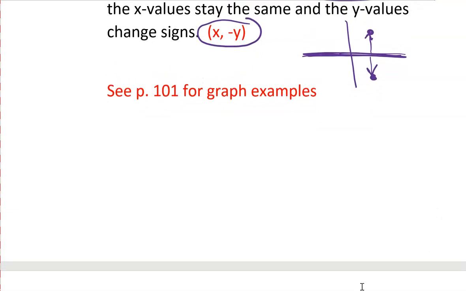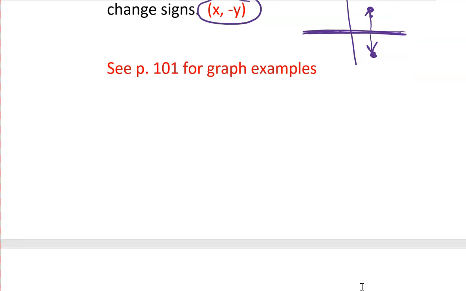So we've got some graph examples on page 101. Make sure you take a look at those and look at the actual ordered pairs. The first ordered pair from the black one to the green one would be 1, 1. When you reflect it over the y-axis, it becomes -1, 1. When you reflect that same black graph over the x-axis, it becomes 1, -1. So notice what part of the ordered pair changes.